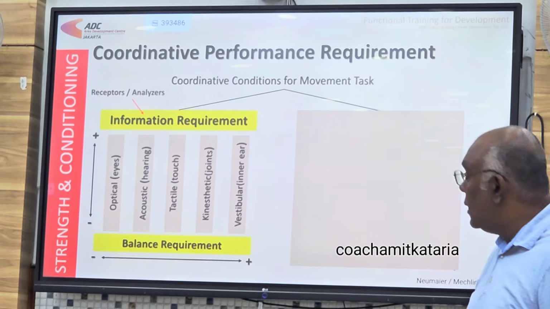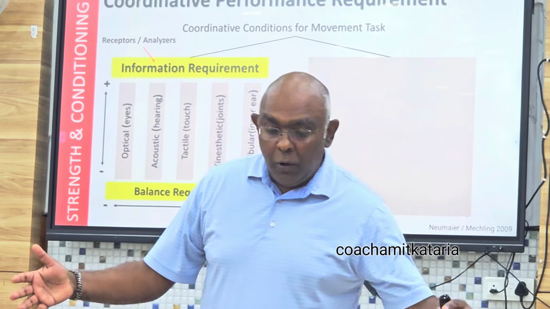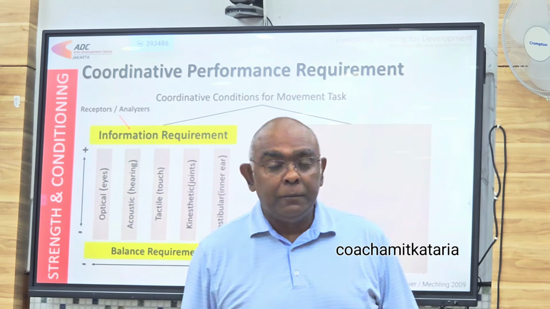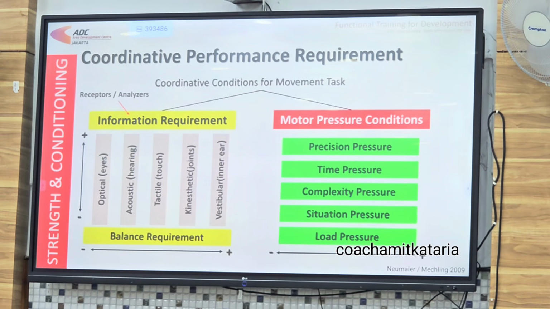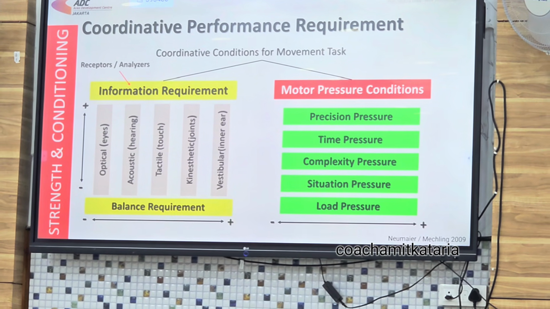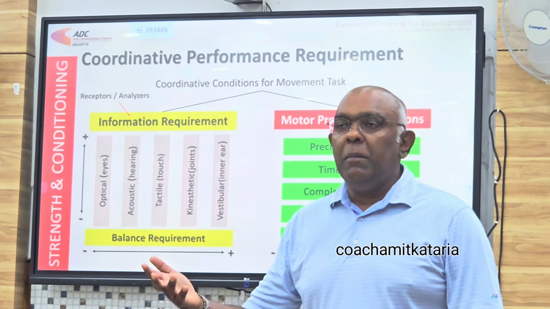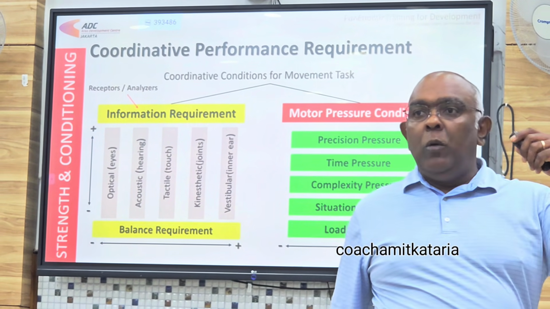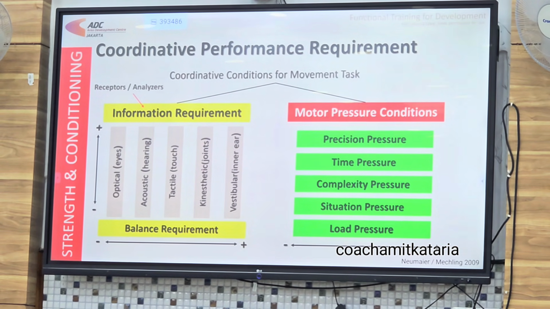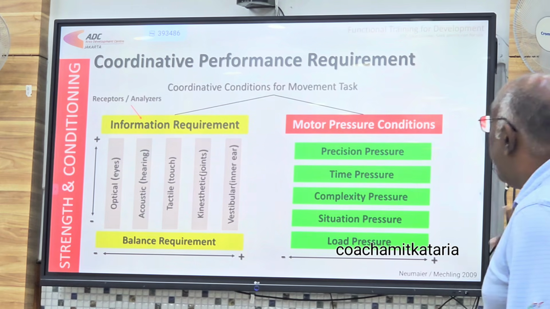Balance requirement means basically, is it flat ground, unstable ground, one leg support, two leg support. So while I'm doing this, information is coming, there's a lot of things that will be disturbed. And then I apply to our conditions. We have precision pressure, how exactly must I do it? Timing, rhythm, complexity, so we might have it in hurdles or in martial arts, knowing how to do a hand punch followed by a leg kick. So that is complexity. Situational, basically what's happening around me. And last one, of course, load means the physiological load. So these are the pressure conditions.